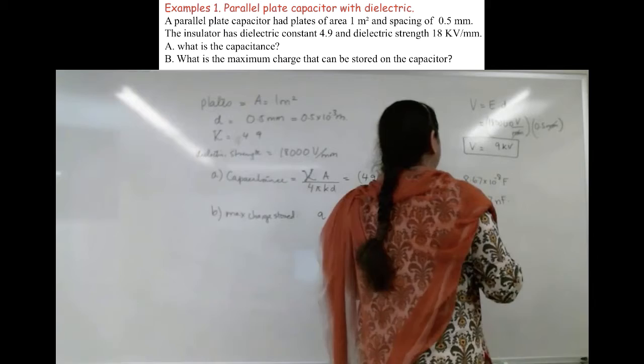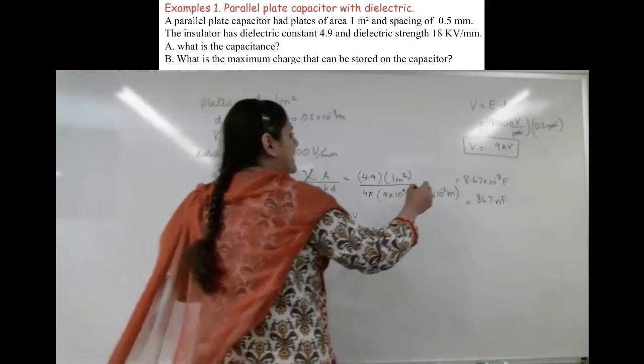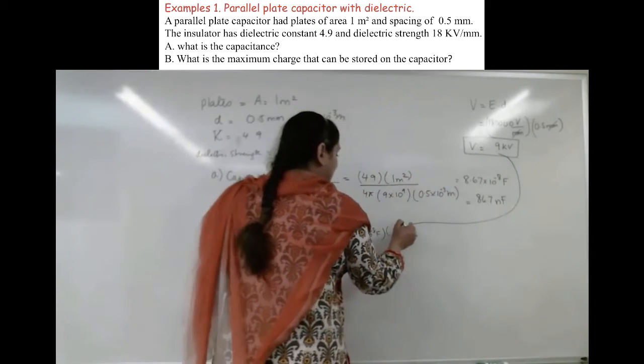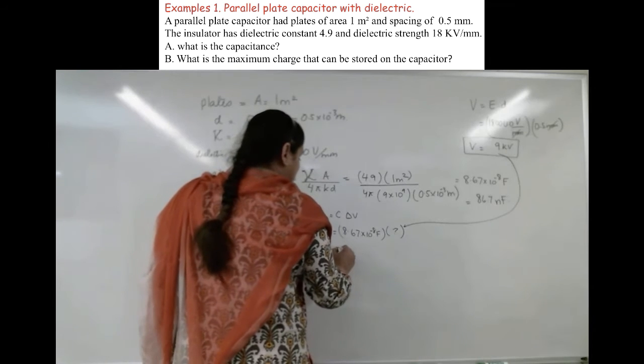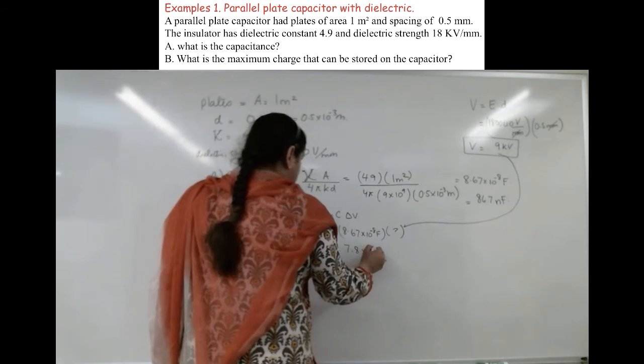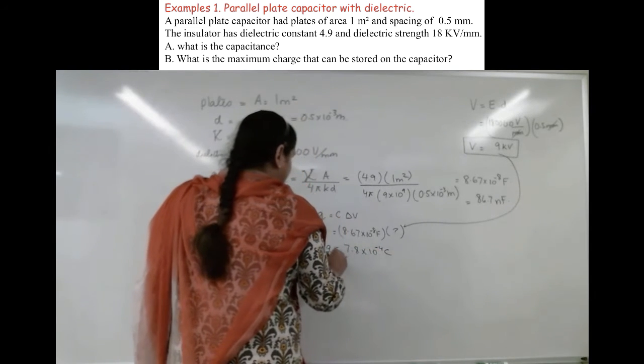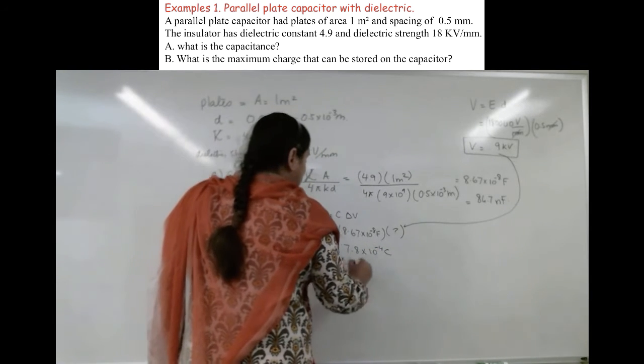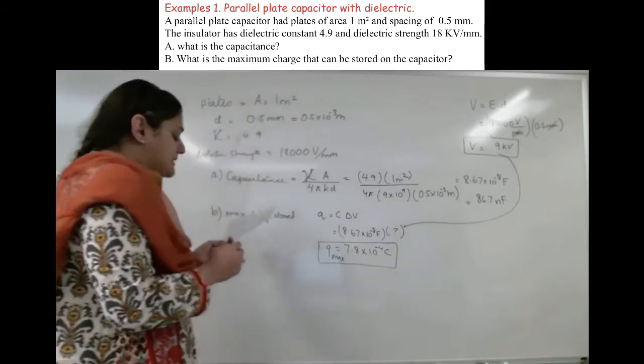That's interesting, huh? So once I have this V, I can plug that V back in here, so then I can get the value to be 7.8 times 10 to the minus 4. So Q max that can be stored on it is this number.